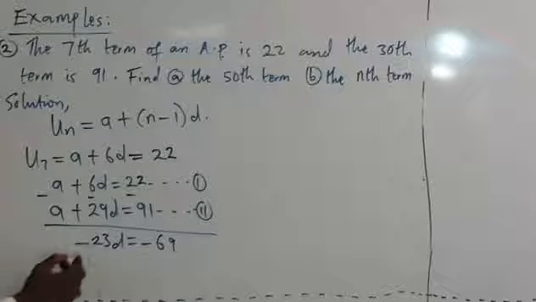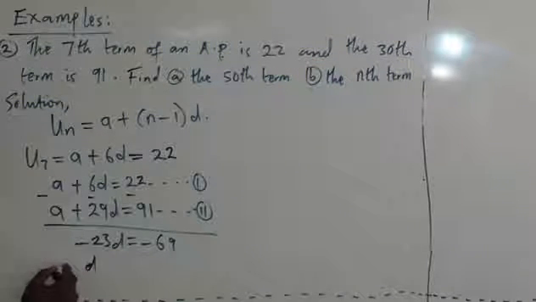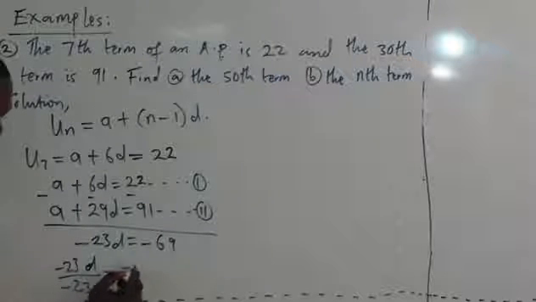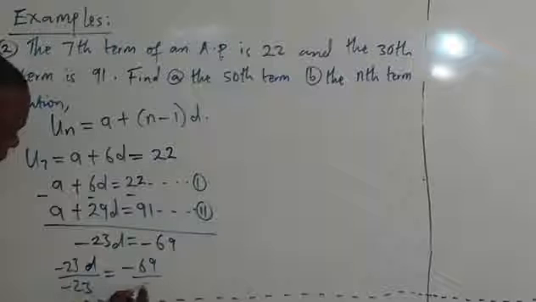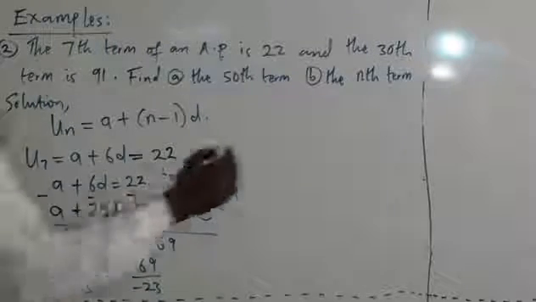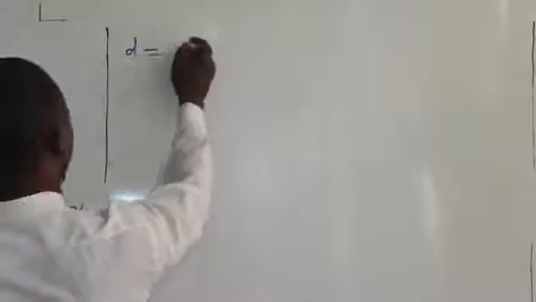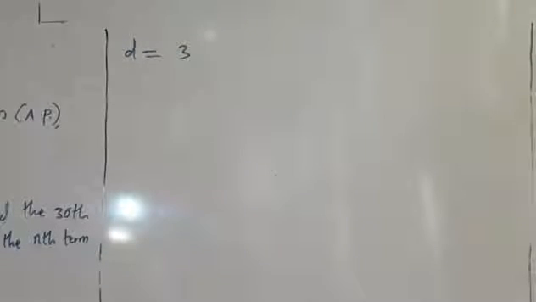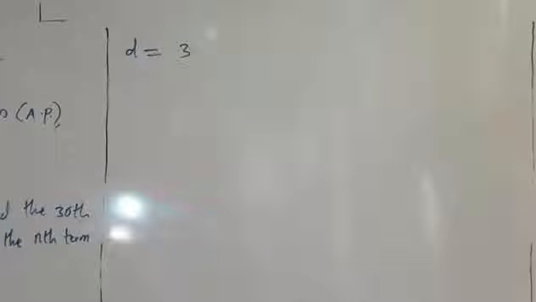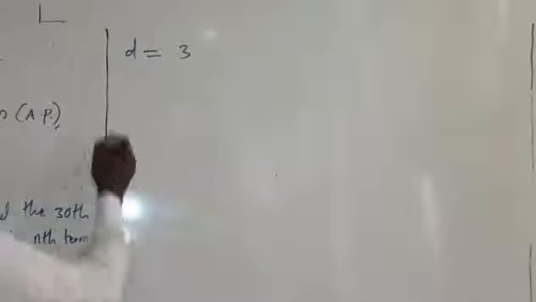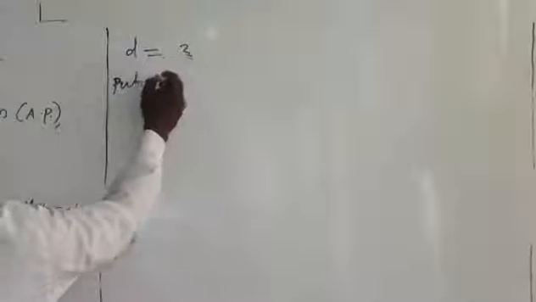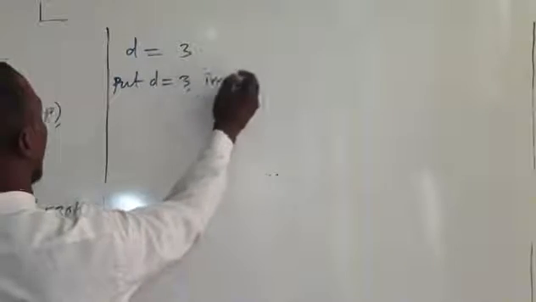By minus 23. So we have minus 23D all over minus 23 equals minus 69 all over minus 23. So D will be equal to 3. So the common difference is equal to what? 3. So with this, we can get our first term by substituting D equals 3 in either equation 1 or equation 2. So put D equals 3 in equation 1.